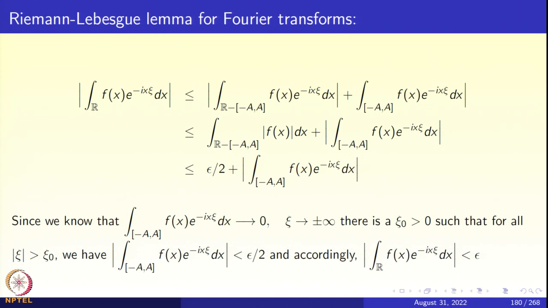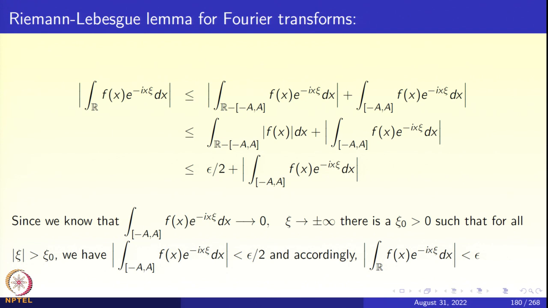So let us write down the integral over R of f of x e to the power minus ix chi dx, absolute value. In other words, I am trying to estimate the Fourier transform f hat of chi. So mod f hat of chi is what you see on the left hand side. Break this integral into two integrals: the integral from minus a to a, that's the second piece, and the first piece is the integral over R minus minus a, a. For the first piece, take the absolute value inside the integral, use the triangle inequality, e to the power minus ix chi is a unit complex number, and you get that that contribution is less than epsilon by 2.